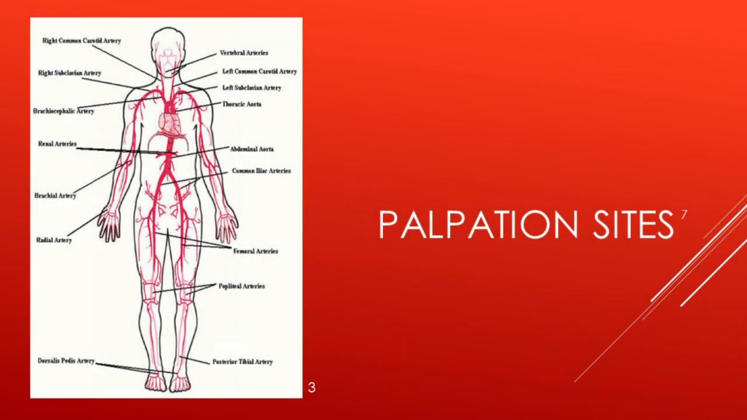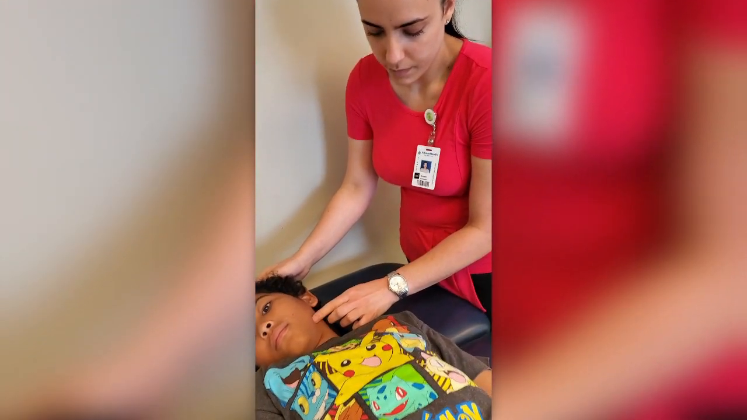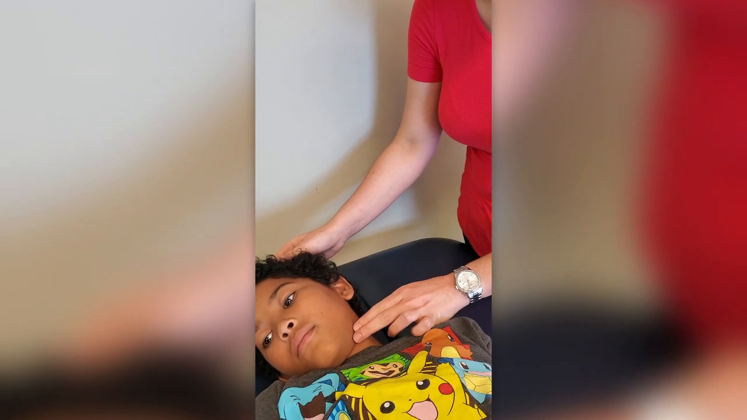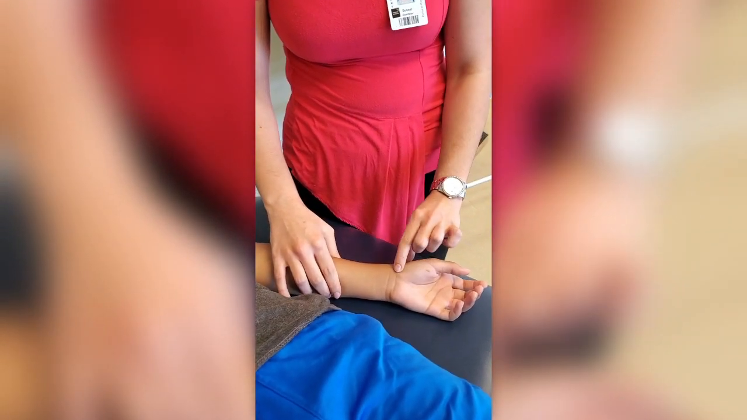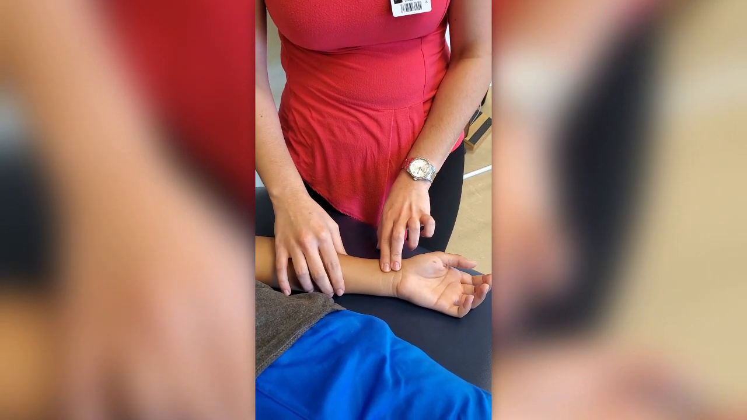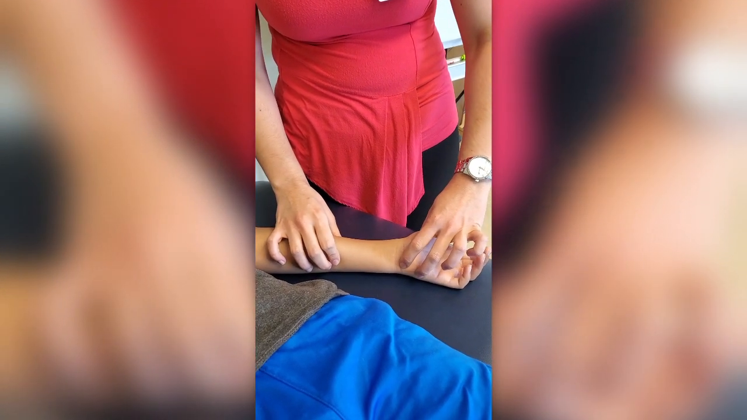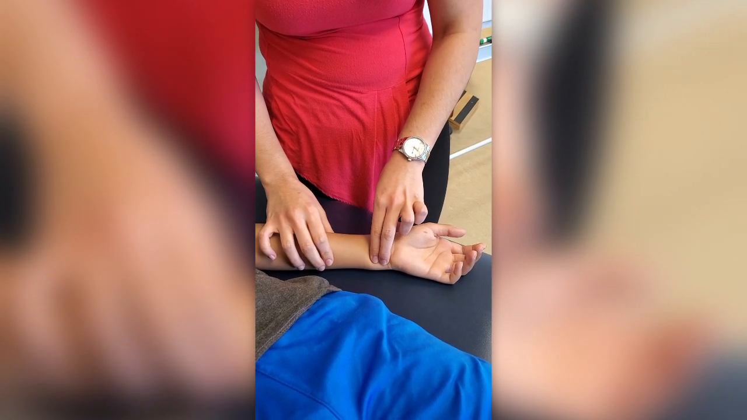In the next part of the video, I'm just going to show the different palpation sites. The carotid pulse is below the angle of the mandible, medial to the sternocleidomastoid muscle. The radial pulse is in the anterior lateral wrist between the tendon of the flexor carpi radialis and the shaft of the radius. The ulnar pulse is going to be proximal to the pisiform and proximal to the palmaris longus tendon.